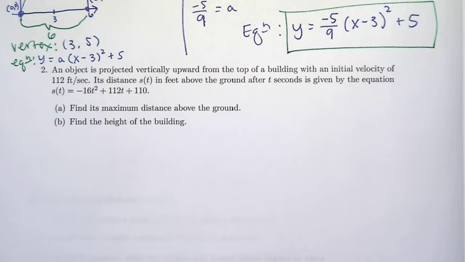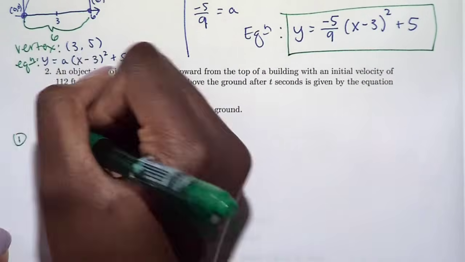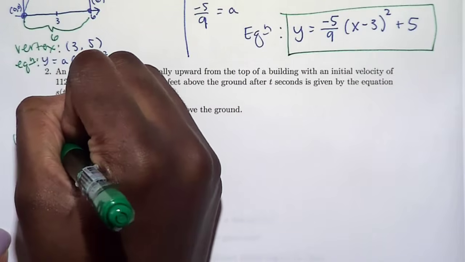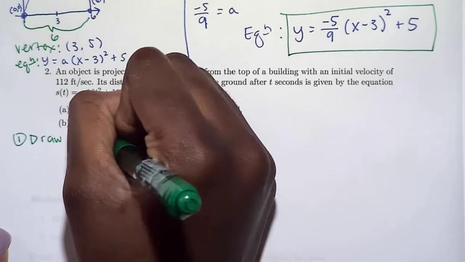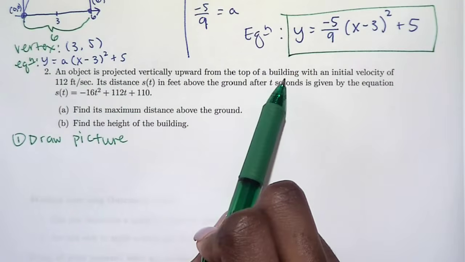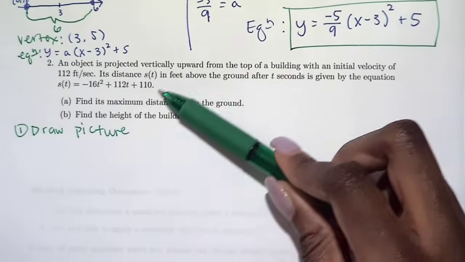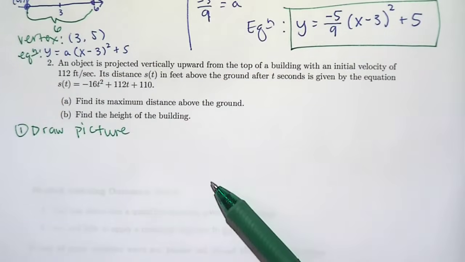All right, so again, this is a lot to take in. My suggestion, as always, will be to draw a picture of what's happening first, and then you can go from there. So what's happening? We have some type of object on top of a building, and it's projected upward, and so we know it's going to come back down, right? So it's going to look like a parabola.